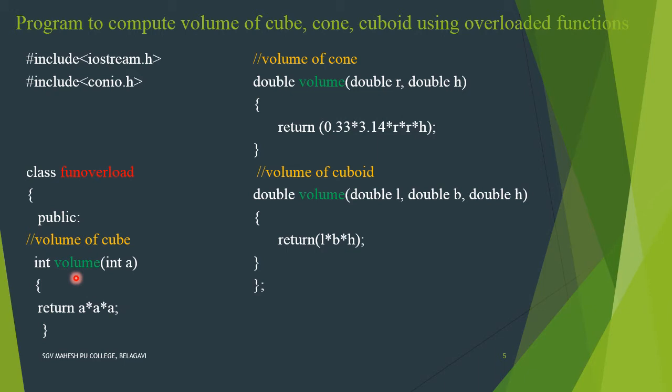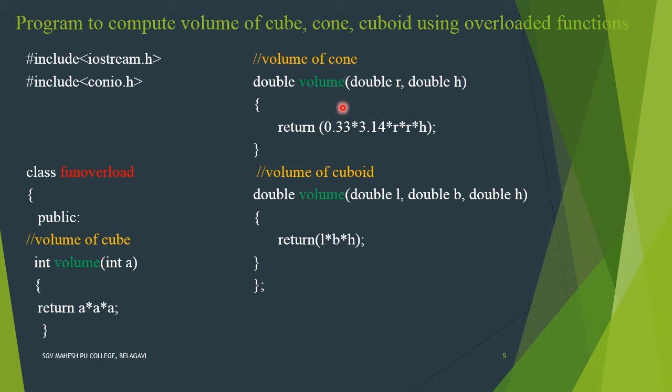So if you look at these overloaded functions, I'm writing the same function name, volume, volume, volume. But I'm passing three different arguments. Integer a, two different arguments of type double, and three different arguments of type double. So this function is to find volume of a cube. The second function is to find volume of a cone.